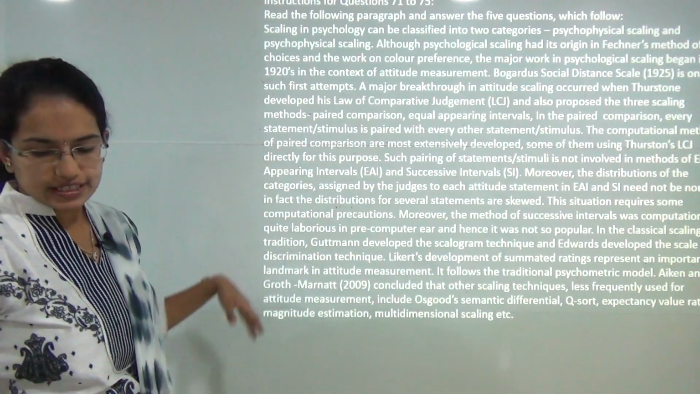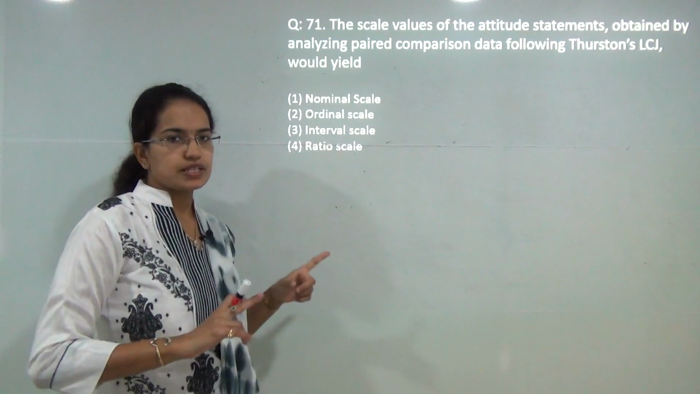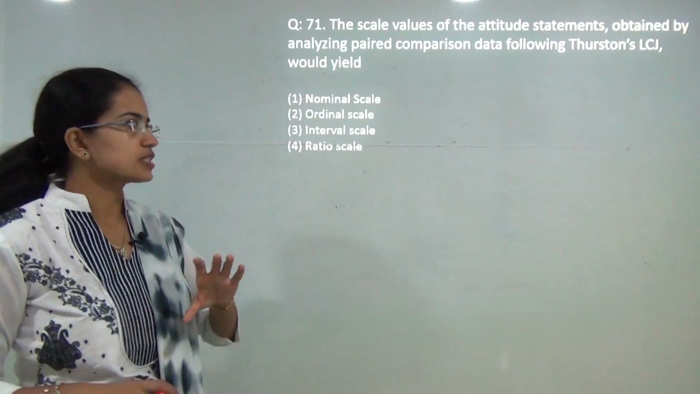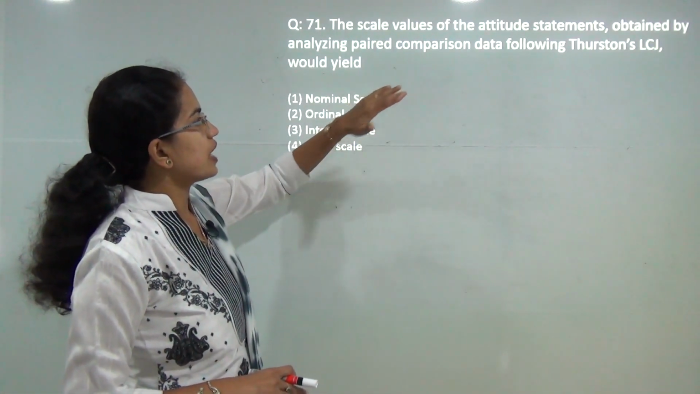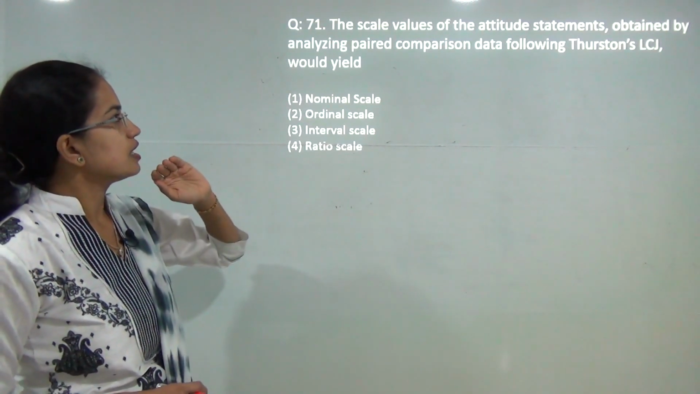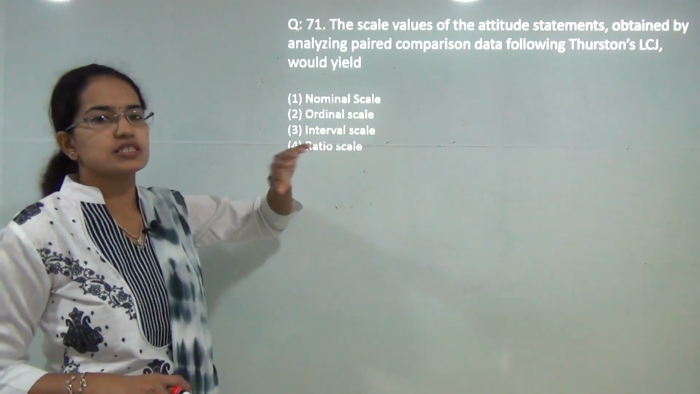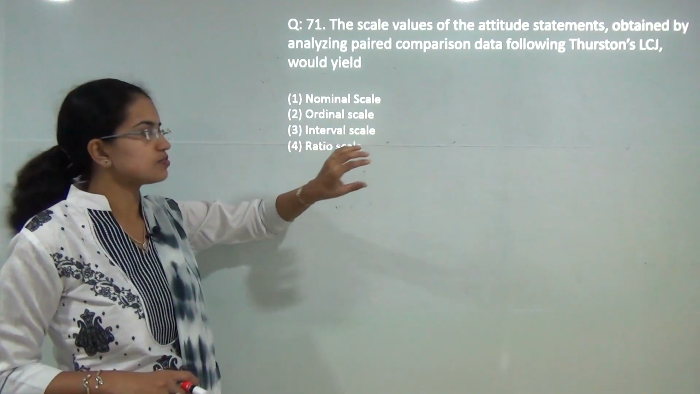Next, you have a passage based on which certain questions are given. Again, this time the paper 3 passage was based on attitude scales. So attitude scales are an important section for the upcoming exam as well. Now, the scale values of the attitude statements obtained through the law of comparative judgment for Thurstone would yield the interval scale. So the Thurstone scale was based on the law of comparative judgment, which was based on interval scale.